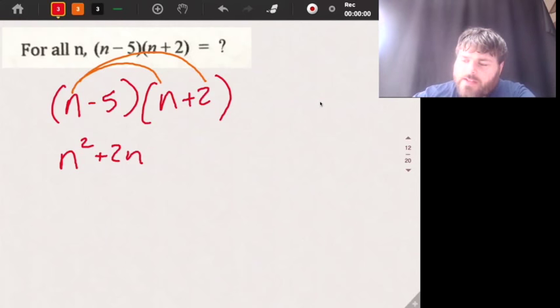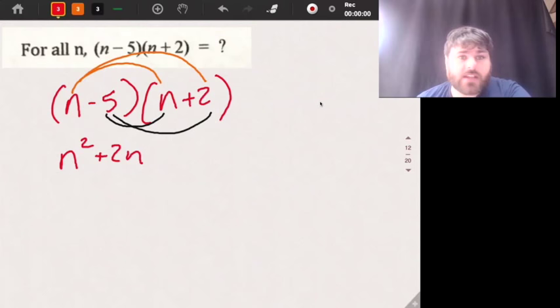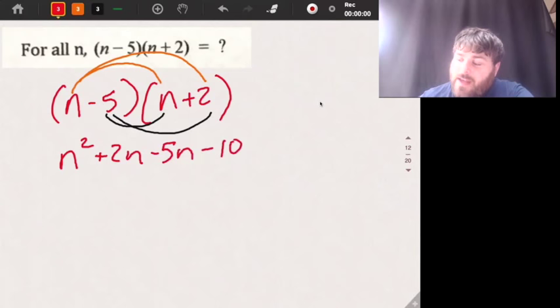All right, next thing we're going to do is distribute the -5. Don't forget that negative sign, right? You always are on the lookout for negative numbers. Don't just think it's a 5. It's easy to just not see the negative and just see the 5, and that'll get you into trouble. So -5 times n is -5n. -5 times 2 is -10.